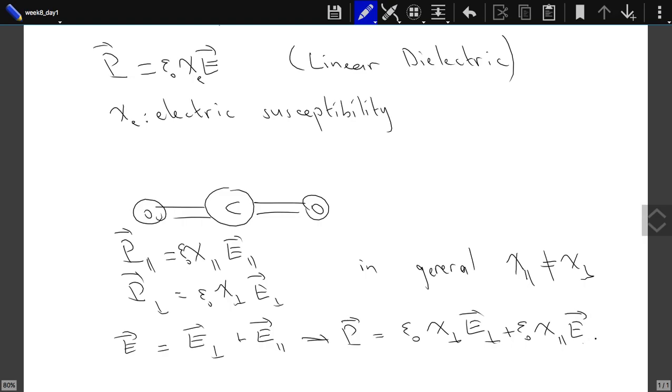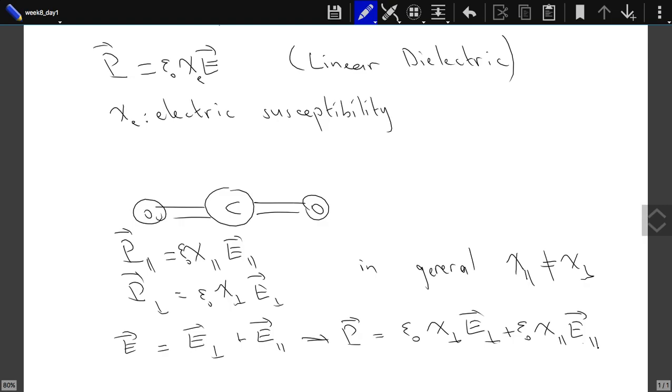Absurd. Since if these two are different, you cannot take them in a common factor. So you cannot write this as a term proportional to the electric field. It will have a different direction than the electric field in general.